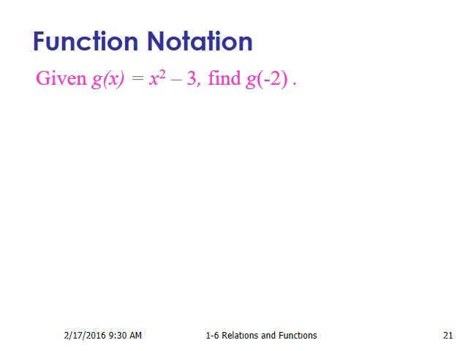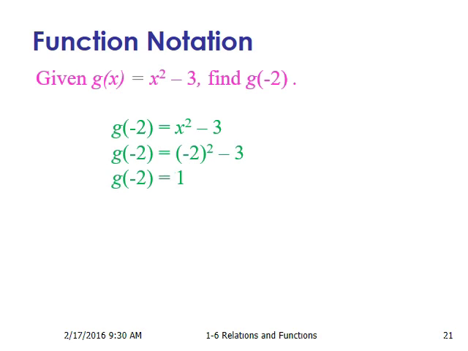Another function, g of x is equal to x square minus 3. Find g of minus 2. So we are giving the value minus 2 to x. So minus 2 is the domain. After substituting the value minus 2 in place of x, we are getting the answer as 1. So minus 2 is the domain of the function and 1 is the range of the function.